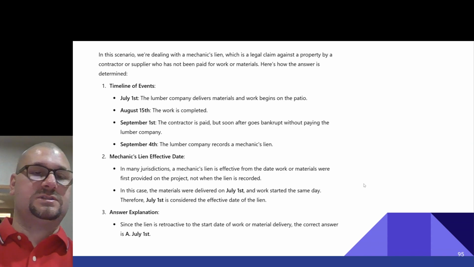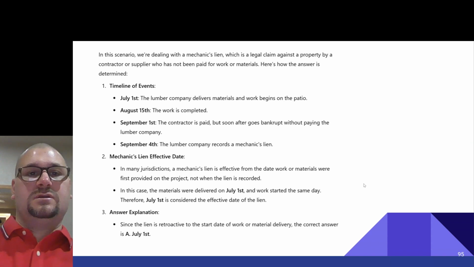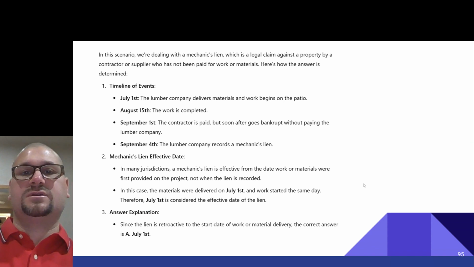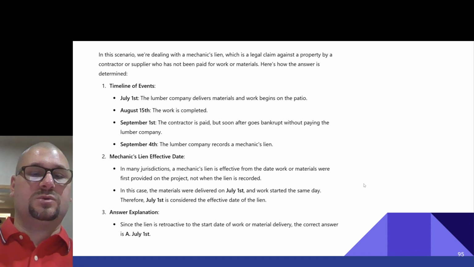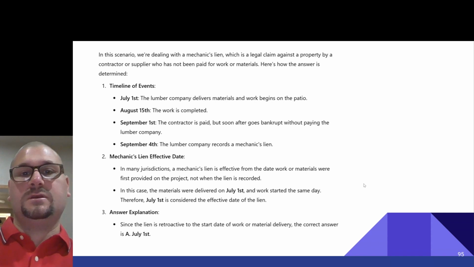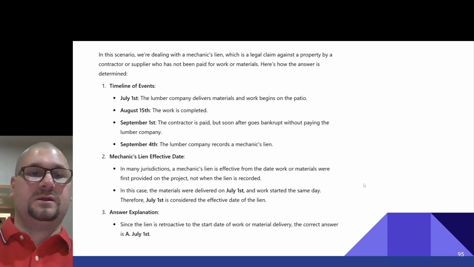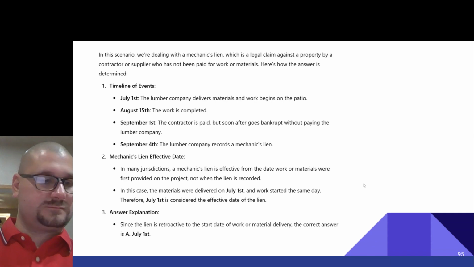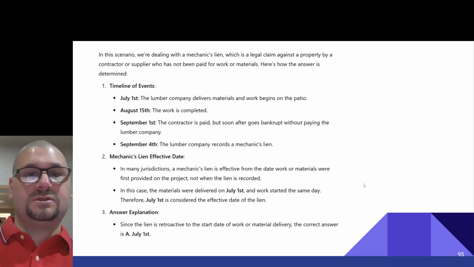Here's how the answer is determined. The timeline of events: on July 1st, the lumber company delivers materials and work begins on the patio. August 15th, the work is completed. September 1st, the contractor is paid, but soon after goes bankrupt without paying the lumber company. September 4th, the lumber company records the mechanics lien.